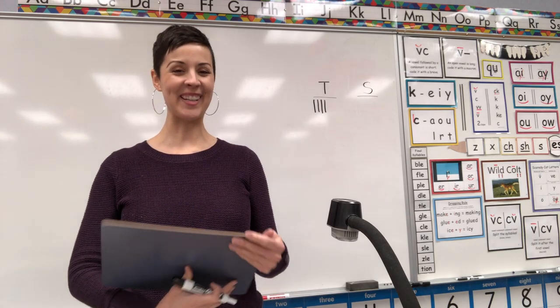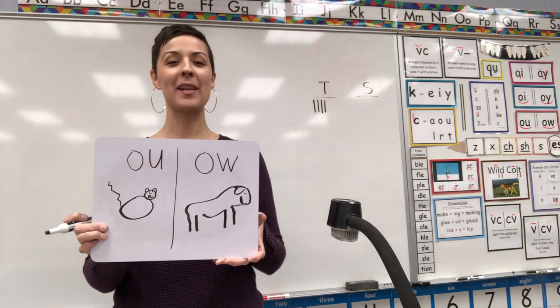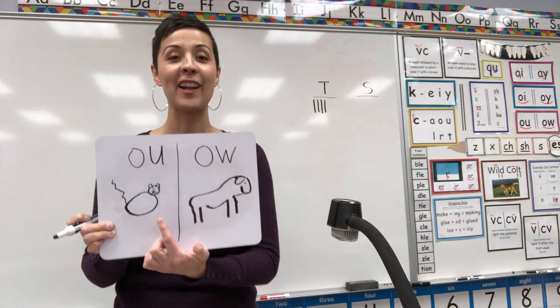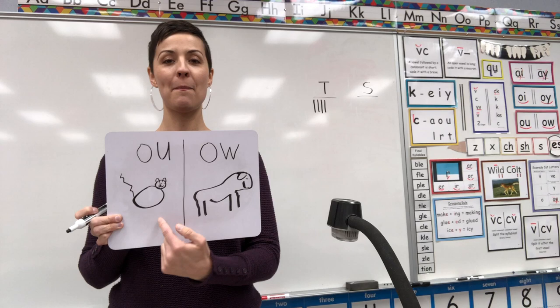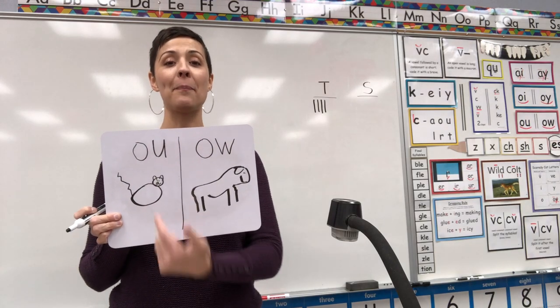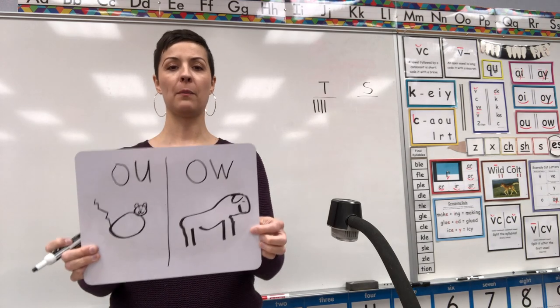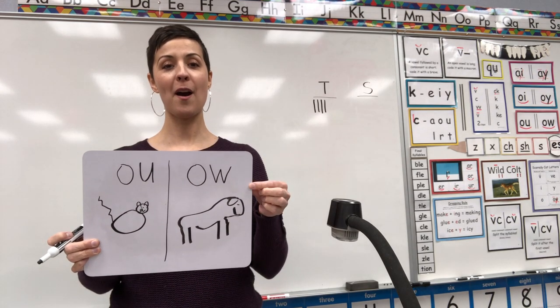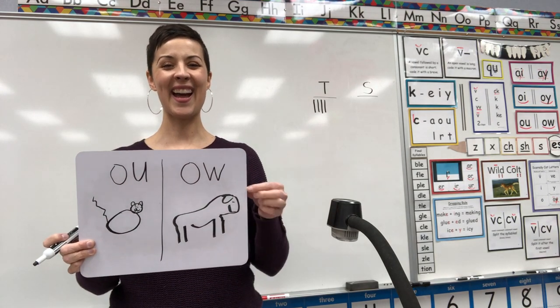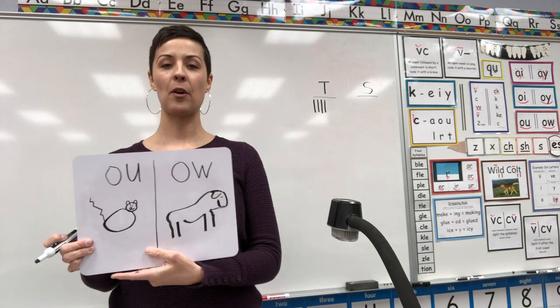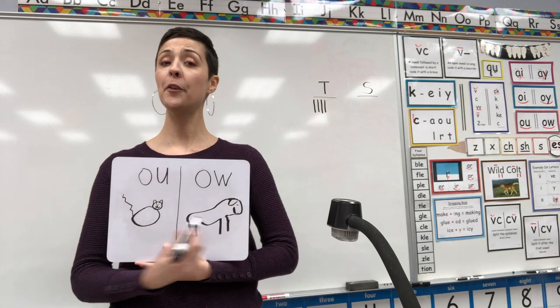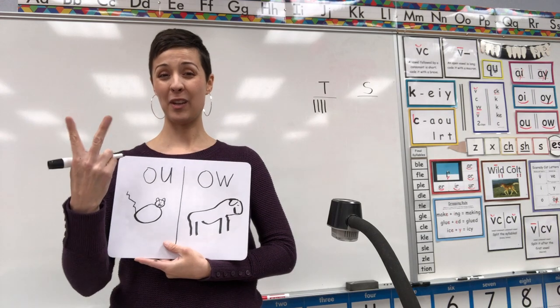Okay, time's up. Are you ready? O-U says ow should be a picture of a little mouse, because we say mouse, ow. Will you do it? Mouse, ow. And of course for O-W says ow, it should be a picture of a cow. Cow, ow. Will you do it? Cow, ow. Yes.